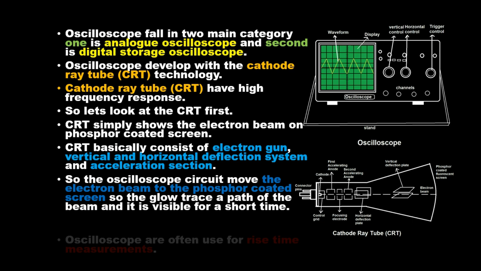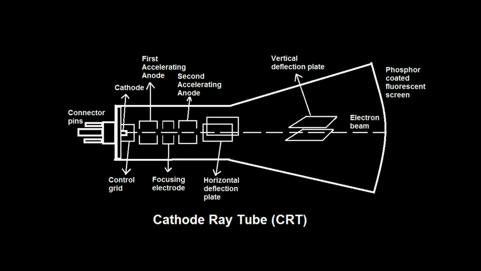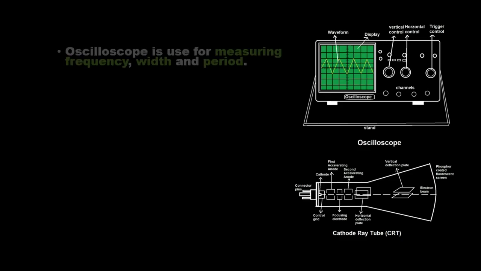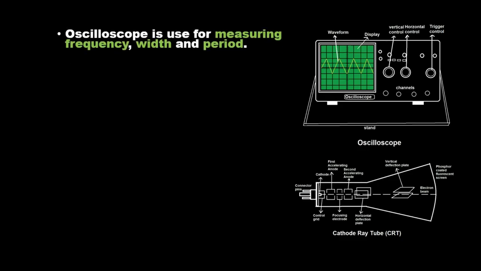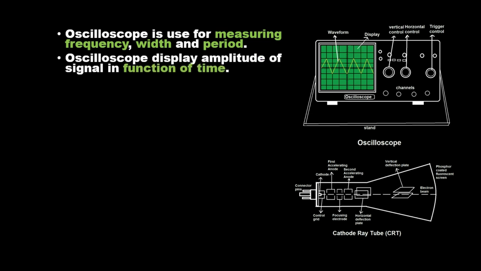Oscilloscopes are often used for rise time measurements. This is the cathode ray tube. An oscilloscope is used for measuring frequency, width and period. An oscilloscope displays the amplitude of a signal as a function of time.